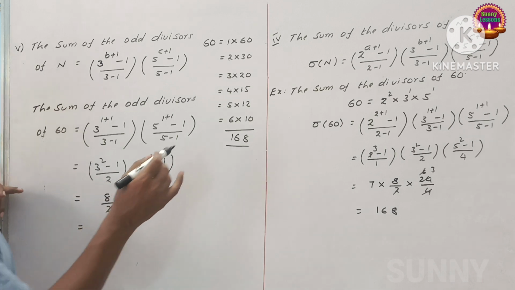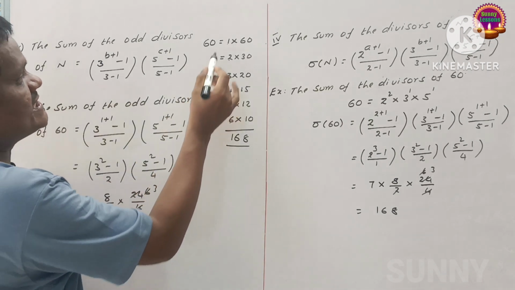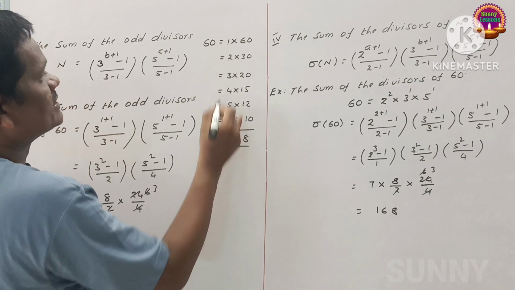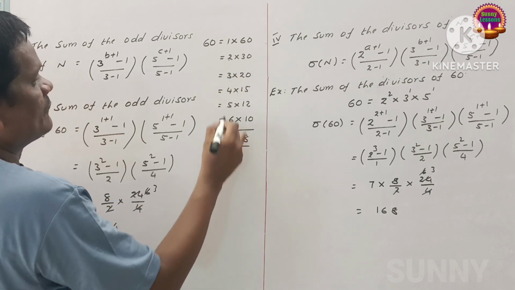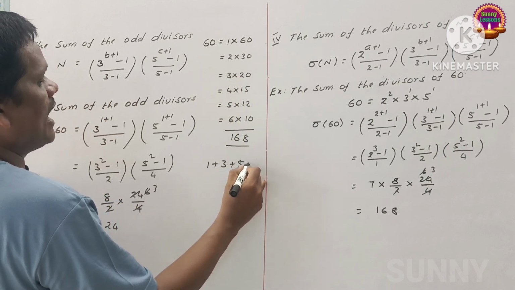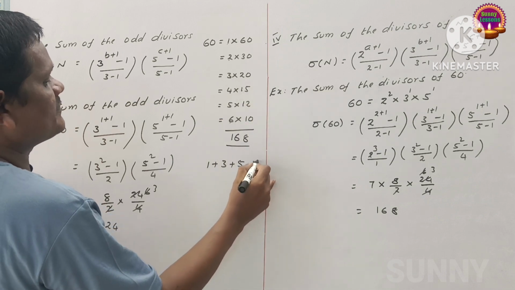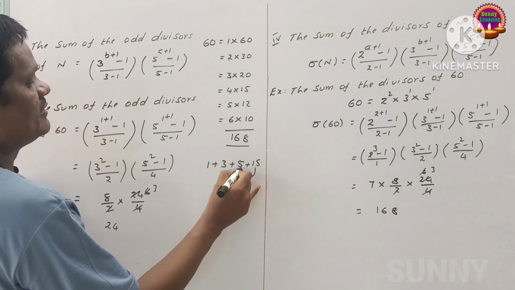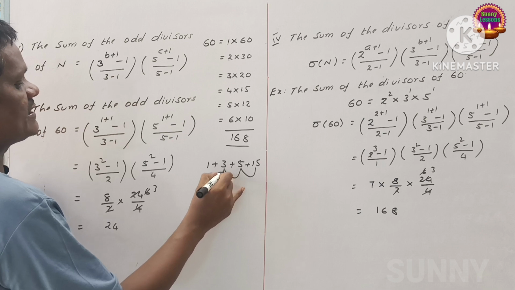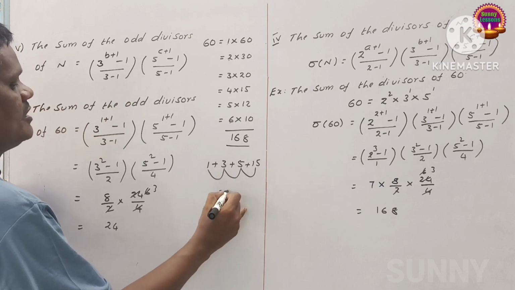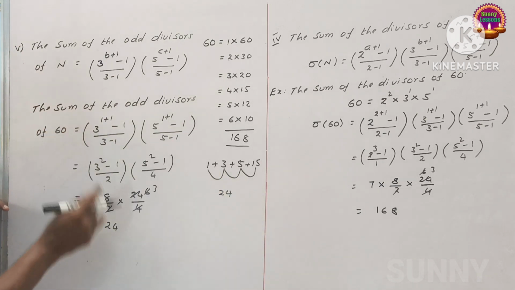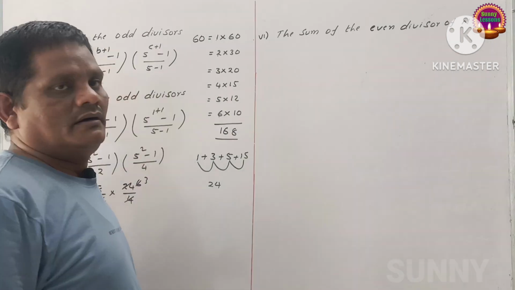So the sum of the odd divisors. Once check the odd divisors. What are the odd divisors of 60? 1, 3, 5 and 15. So the sum of the odd divisors: 15 plus 5 is 20, 20 plus 3 is 23, 23 plus 1 is 24. So the sum of the odd divisors of 60 is 24.